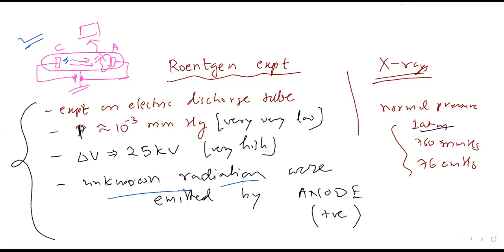Effectively, we should vacuum out the gas. With our latest technology nowadays we can make the entire tube vacuum, but at that time it was not possible. So they made the pressure very, very low.